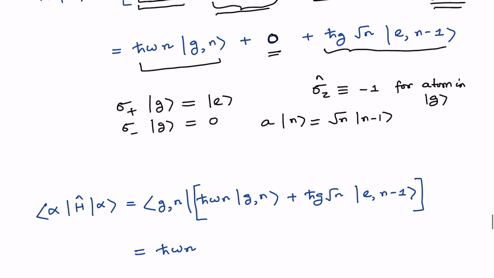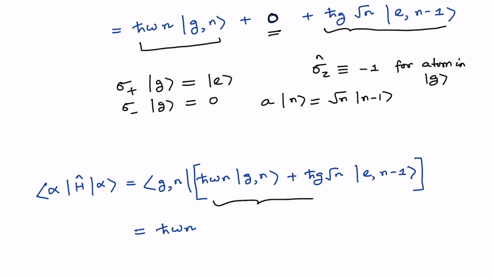Then, after you get H|α⟩, you can take the scalar product with the bra ⟨α|, and immediately you will see that this state and this state are normalized, and because of that you are going to get ħωn. This particular state and this state are orthogonal to each other, so that is going to vanish. So you will get this matrix element H_αα to be ħωn.